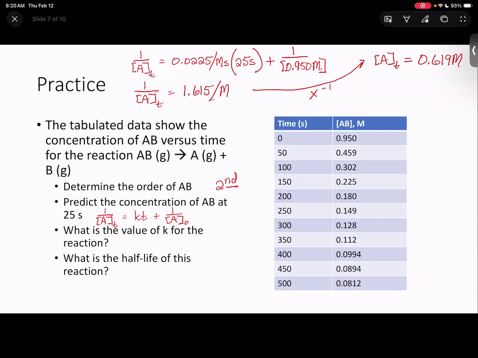What is the value of k? Well, again, for a second order, the slope is simply equal to k. So therefore, it was 0.0225 per molar second.